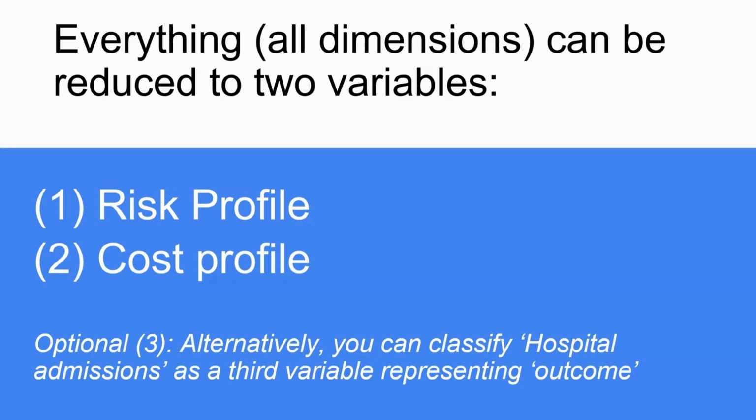The risk profile, this captures the patient demographics and health status, and the cost profile. This captures the various costs associated with patient care. Optionally, we can consider hospital admissions as a third variable representing outcome. By simplifying our analysis to these core profiles, we can more easily interpret the data and draw meaningful conclusions.